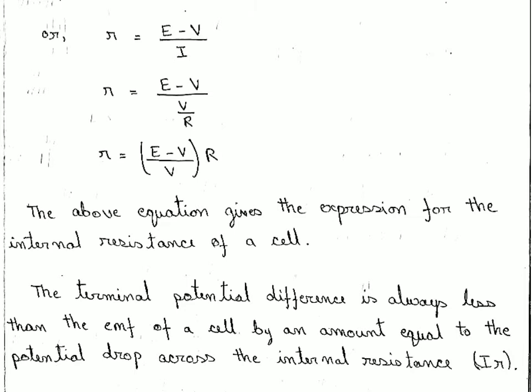And the point here you need to know is that terminal potential difference is always less than the EMF of a cell by an amount equal to the potential drop across the internal resistance, Ir. So this point is always very important. You need to remember it.